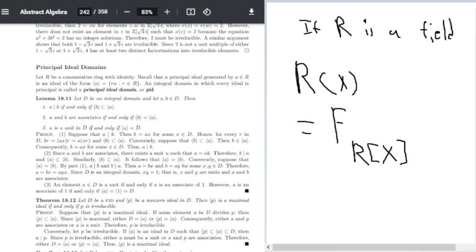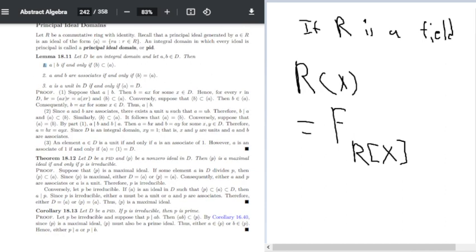So, lemma 18.1. Let D be an integral domain, and let a and b be in D. Then a divides b if and only if the principal ideal generated by b is a subset of the principal ideal generated by a. a and b are associates if and only if the ideal generated by b is equal to the ideal generated by a. And a is a unit in D if and only if the principal ideal generated by a is the entire integral domain. So first we're going to be starting off with this, I'll just highlight it.